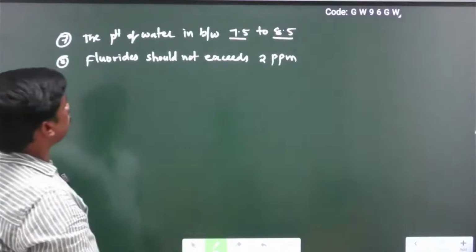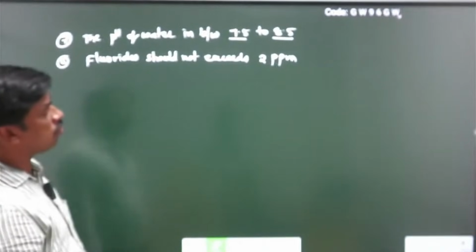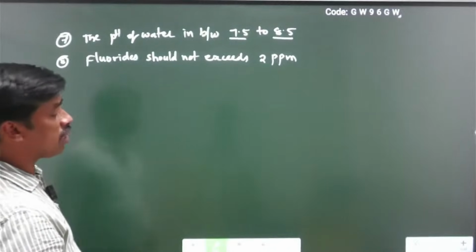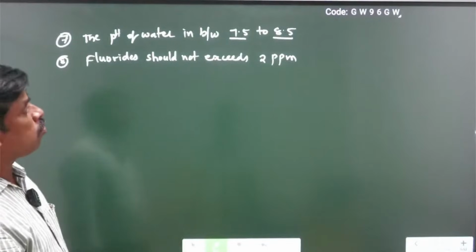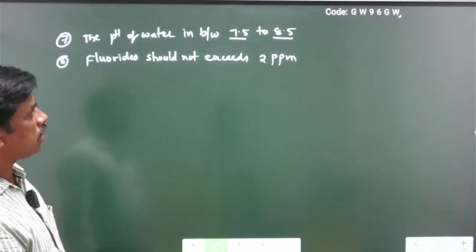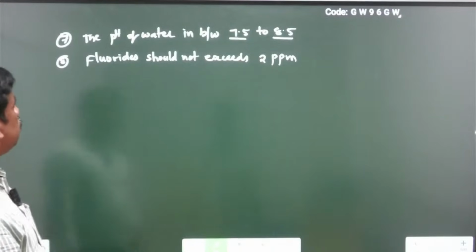Only 2 ppm. Fluoride should not exceed 2 ppm. Whenever fluorides are more in water, fluorosis occurs. Mainly it causes teeth decay and bone decay, etc. This takes place when people drink water containing more fluoride for drinking purposes.